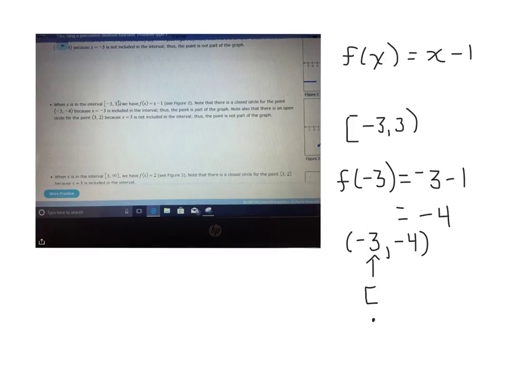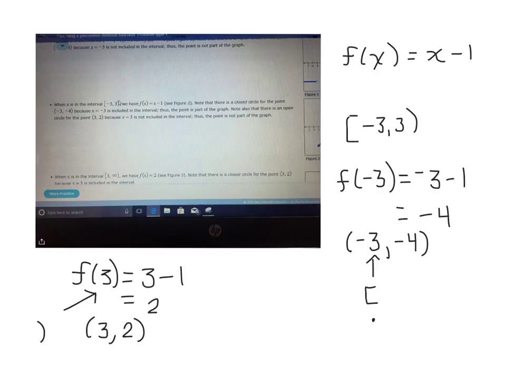On the other hand, when you take the same function, f of x, but this time you substitute 3 in for x, then you would get f of 3 is equal to 3 minus 1, or 2. So when x was 3, y is 2. But because the 3 in the interval has a parenthesis and not a bracket, that means that at that point, 3, 2, there will be an open circle.